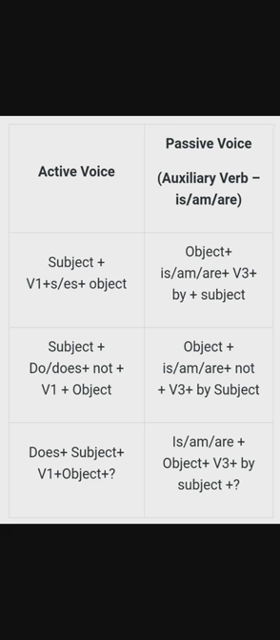Now similarly, subject plus do/does plus not plus verb 1 plus object. Then the conversion again: the object is taken over by the subject's place, then do/does will convert to is/am/are, plus not, since it is a negative sentence, then the third form of the verb plus by plus subject.